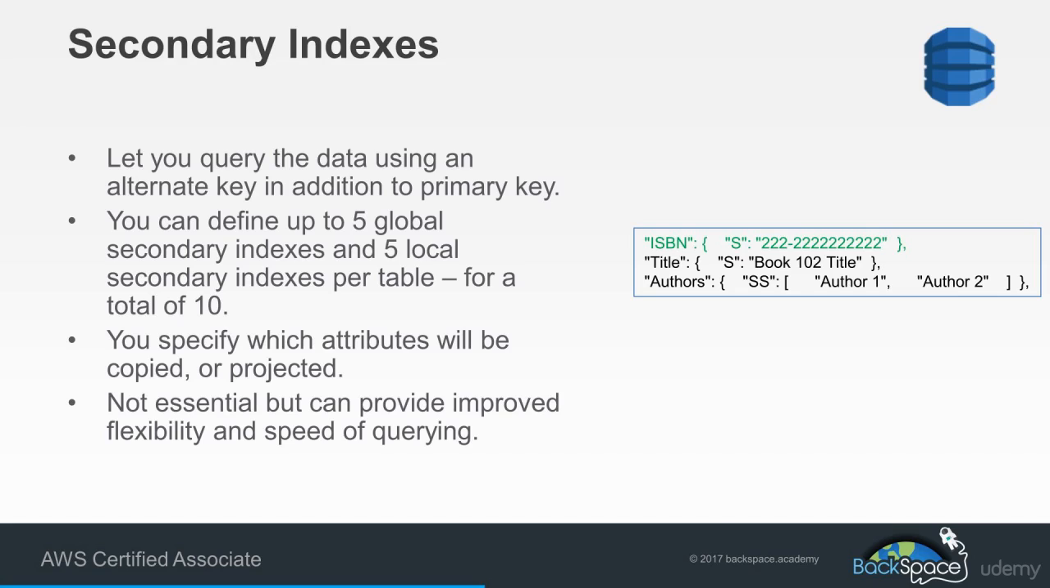You can define up to 5 global secondary indexes and 5 local secondary indexes, and we'll talk about the difference in the next slide, for a total of 10. You can't have 10 global or 10 local. You can only have 5 of each for a total of 10. And you can specify which attributes will be copied or projected into that secondary index. They're not essential, but they are recommended because they improve your flexibility and speed of querying. So if you've got a large database, you should definitely start looking at secondary indexes.